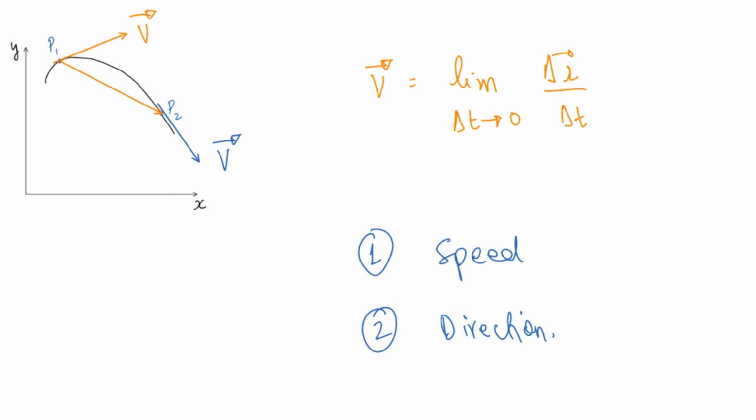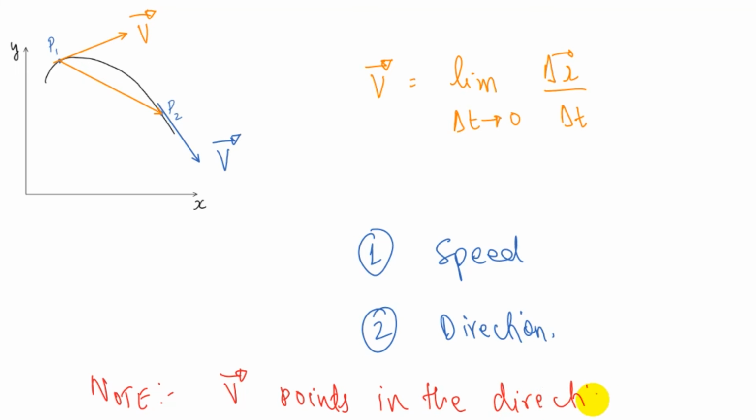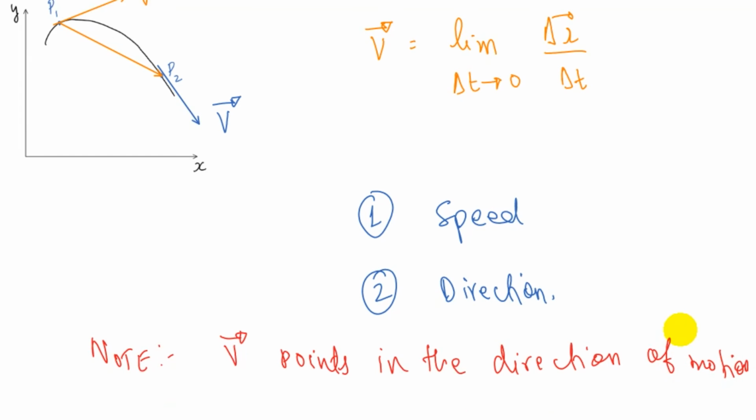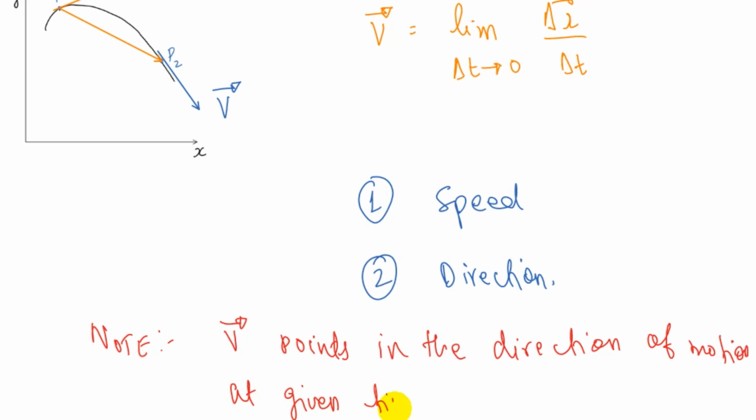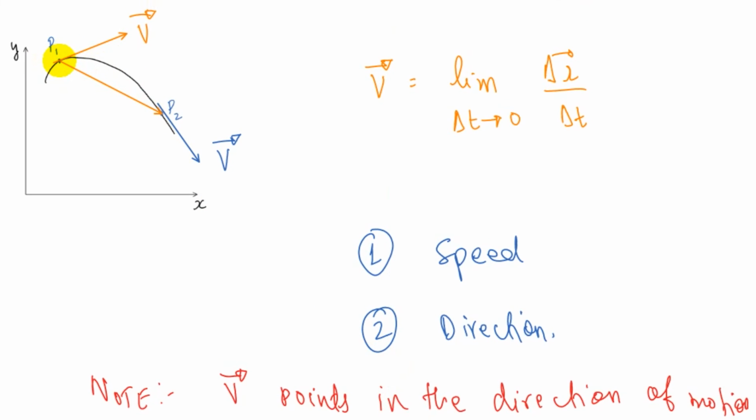You need to note one thing, that the instantaneous velocity vector points in the direction of motion at a given time. So at this position the direction of motion is along the velocity vector. Similarly at this position the motion is along the velocity vector. So this is all about the instantaneous velocity.